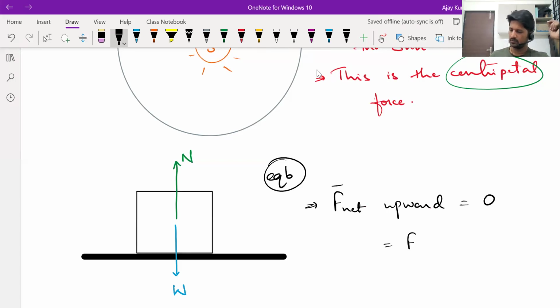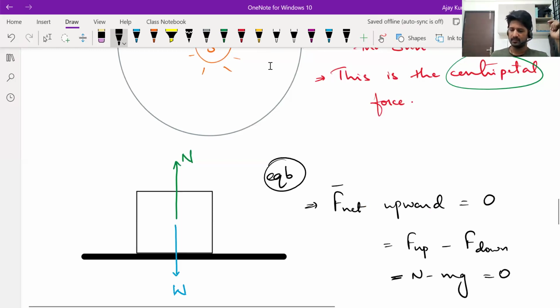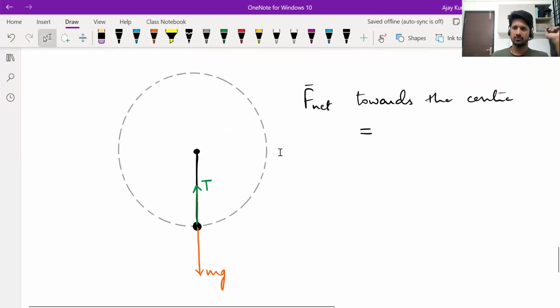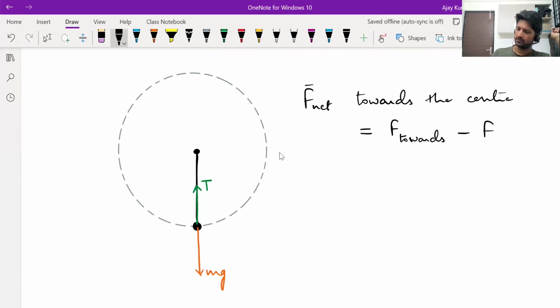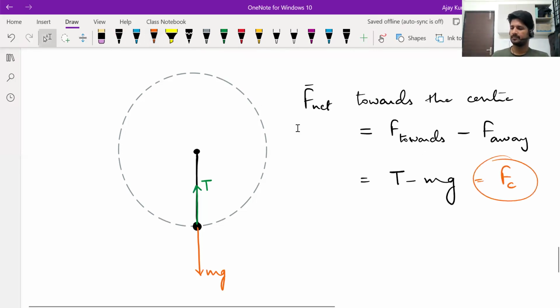How do you do that? Force acting upward minus force acting downward. So N minus mg, which in this case is 0 because we know N is equal to mg. Similarly here, if I ask you what is the net force towards the center, you will take forces acting towards the center and you will subtract forces acting away from the center. That's all. So in this case, it is T minus mg. That is what behaves as the centripetal force.